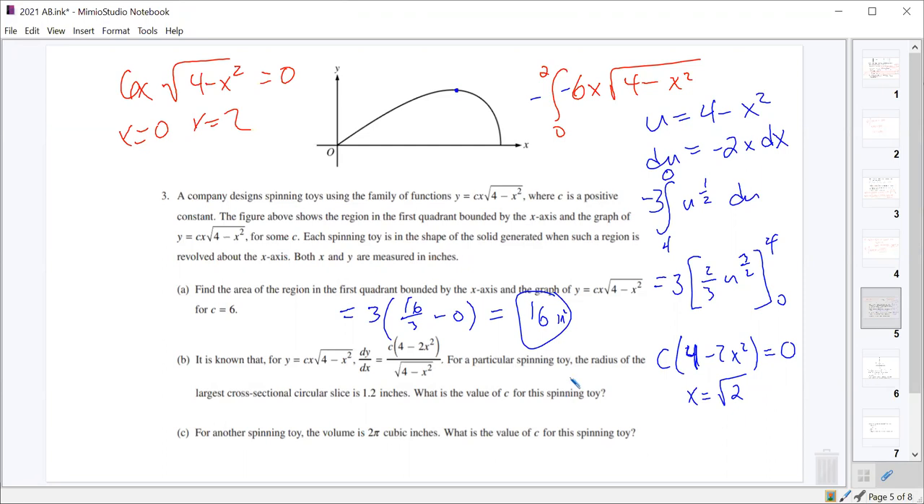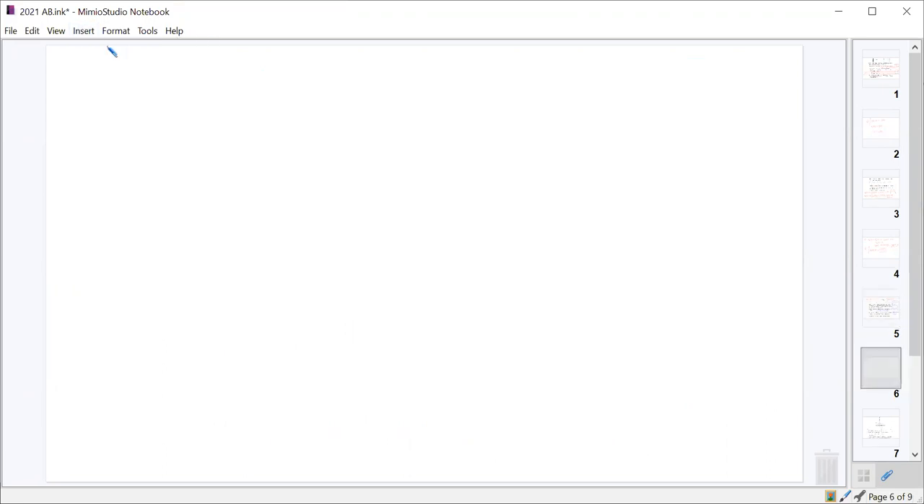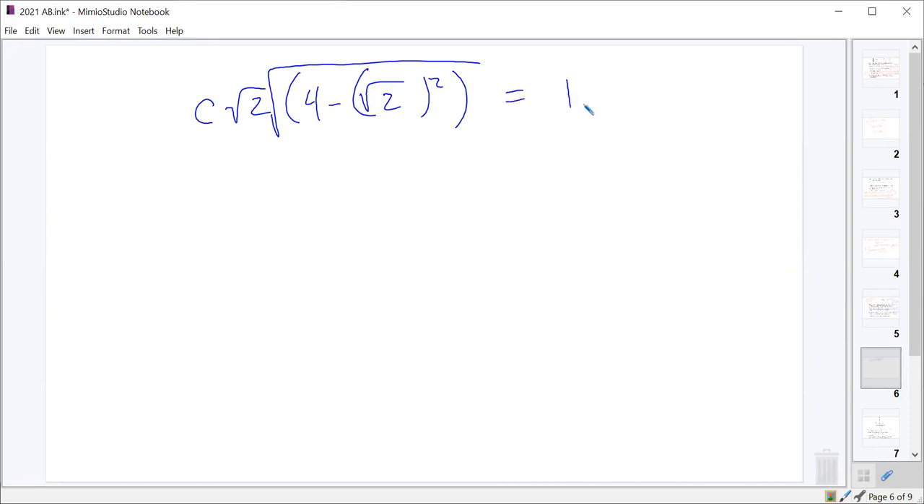We want that radius, that height of that function, to be 1.2 when x is root 2. So all we need to do is set C times x, with x being root 2, times the square root of 4 minus x, again root 2, squared, inside of the square root, equal to 1.2, and solve that for C. So we've got C times root 2 times another, well, root 2 squared is 2, 4 minus 2 is 2, so that's just another root 2. So we get 2C is 1.2, or C is 0.2.